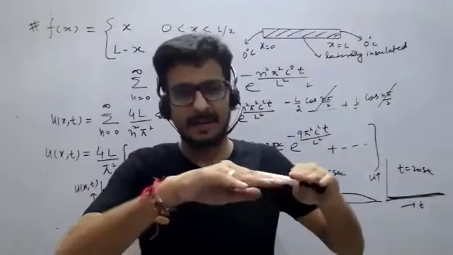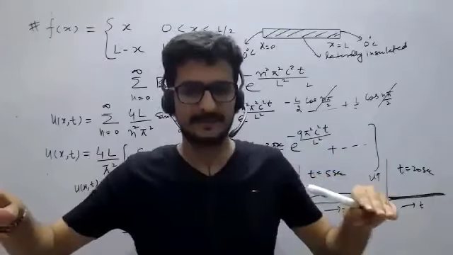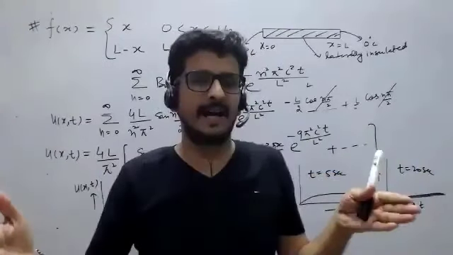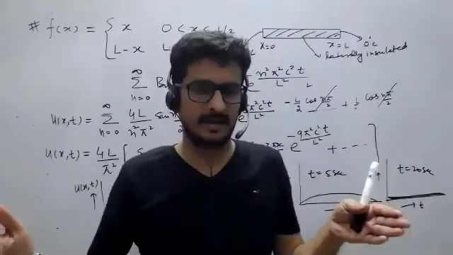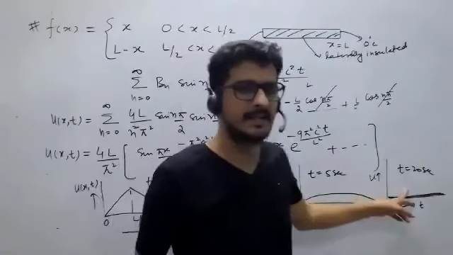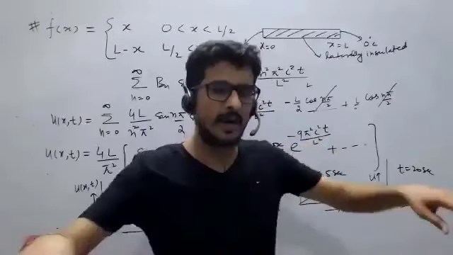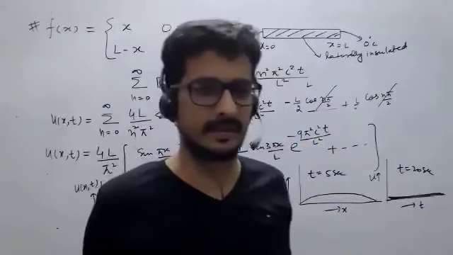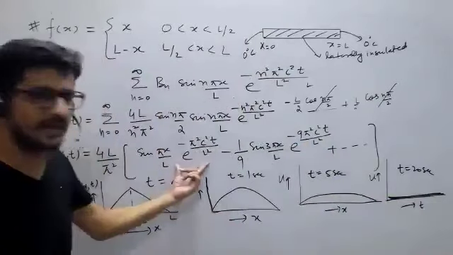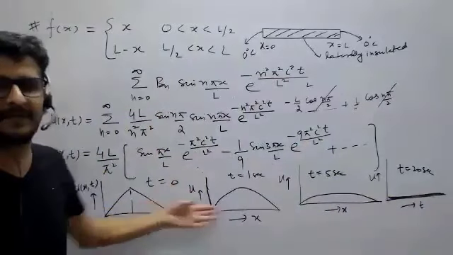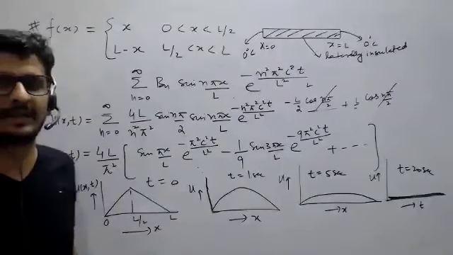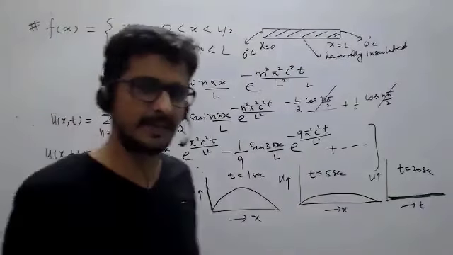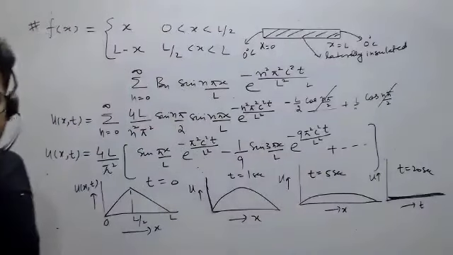It will start coming towards 0, no? Because ends are at 0 degree temperature, and finally at large time the whole of the rod will come to 0 degree Celsius temperature. So without seeing this complicated function, I have plotted it just because of the physical understanding of the system. समझ गए? ओके सर.